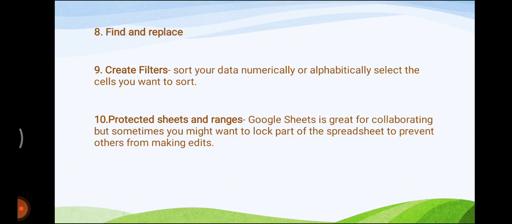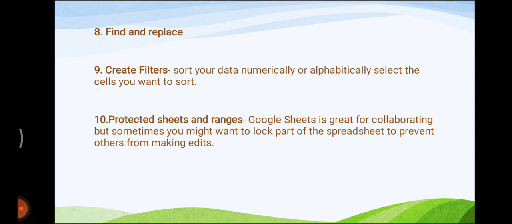Number 8, find and replace. So with the find and replace function, you can easily make a revision. If you want to replace values in a selected range, select all the cells where you want to replace a value, then evoke the replace window by pressing Ctrl H. Then number 9, create filters. Sort your data numerically or alphabetically, select the cells you want to sort.